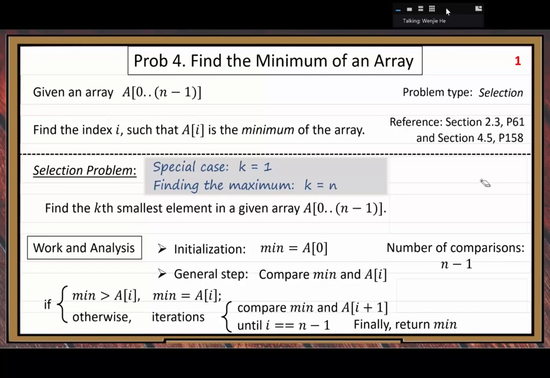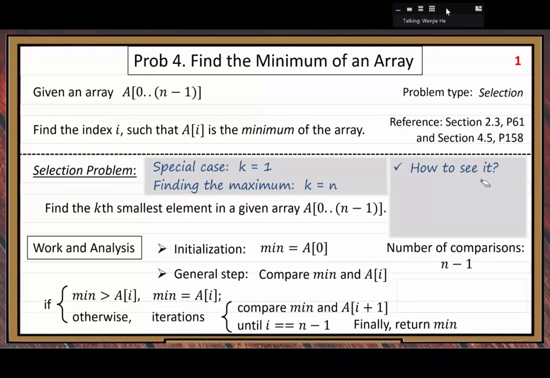If it is optimal, we cannot do better. Nobody can do better, right? It is already optimal. So here there is an optimality question we need to study.